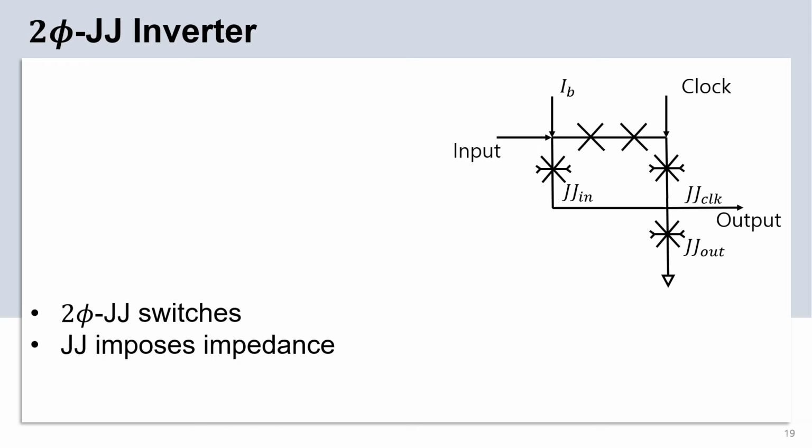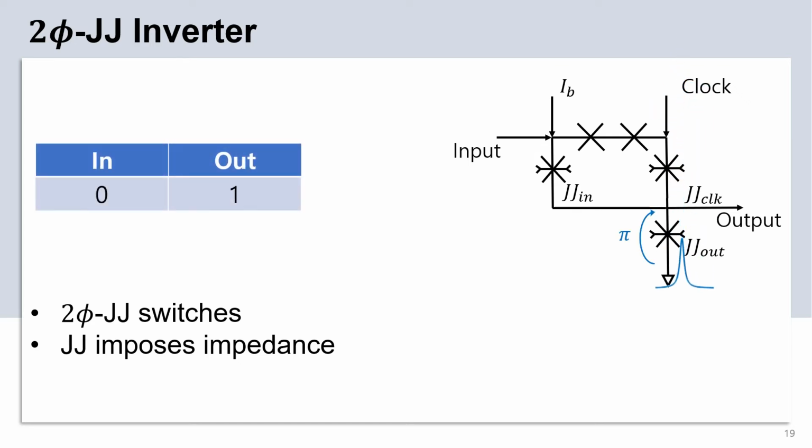In the case of receiving an HFQ pulse from the clock input, without a preceding HFQ pulse from the logical input, JJ out switches. JJ out switches instead of JJ clock or JJ in because it has a larger bias current. JJ out has a larger bias current because the bias current IB is divided between JJ in and JJ clock, and eventually, in the end, it is added in JJ out. And this switch of JJ out creates an HFQ pulse at the output.